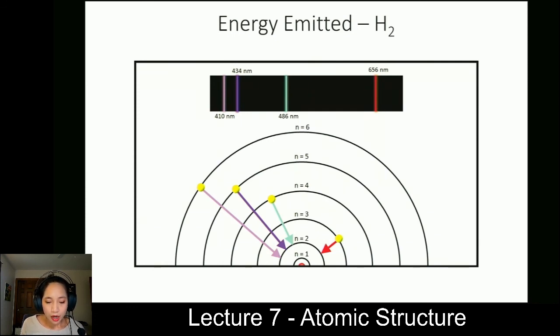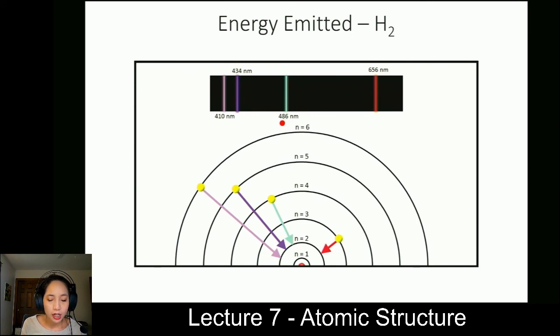This red line comes from an electron falling from the n equals 3 to n equals 2 energy levels. So the energy difference between n equals 3 and n equals 2 is equal to an energy difference that relates to this wavelength, 656 nanometers. And this would be red light corresponding to our electromagnetic spectrum in the visible region.